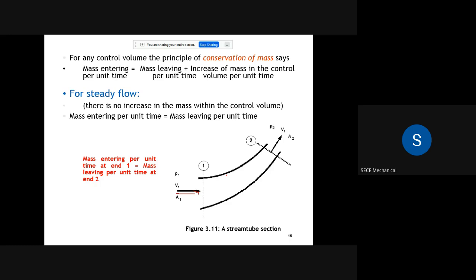So within the controlled volume, there will be no increase or decrease in mass. What does it mean? The rate of flow at the inlet is equal to the rate of flow at the outlet, right? That is A1 V1 is equal to A2 into V2, right?